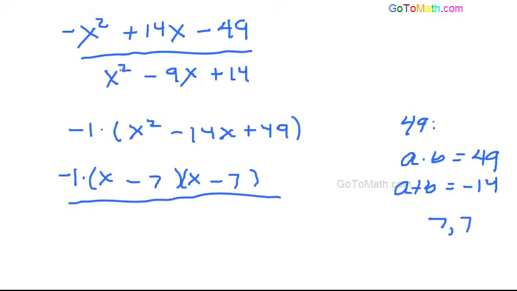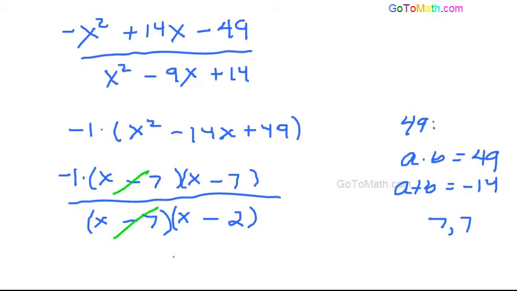Now let's take a look at the denominator here. We've got 14, so if we did 7 and 2, 7 times 2 is 14, and if we made this a minus and this a minus, negative 7 and negative 2 is negative 9. Okay, now let's do some canceling here.